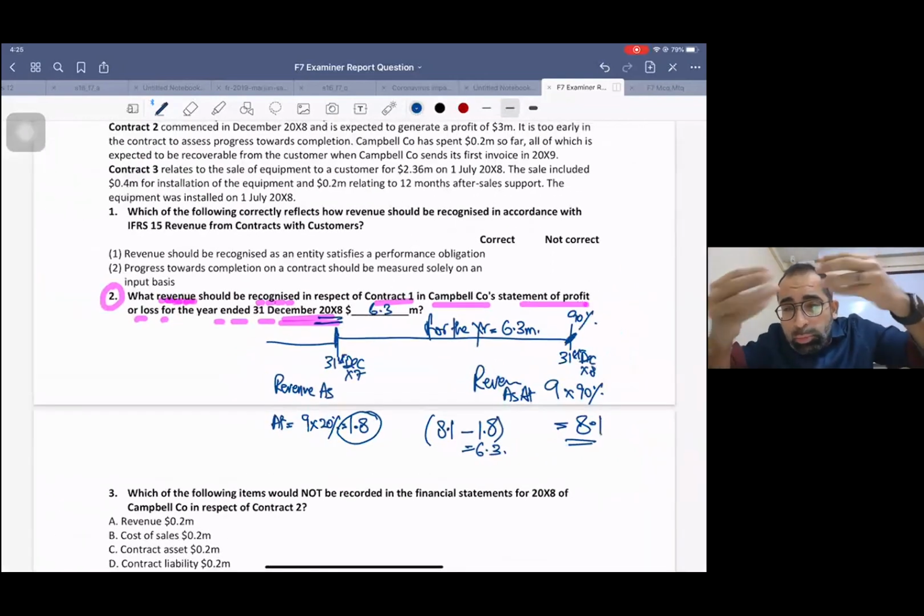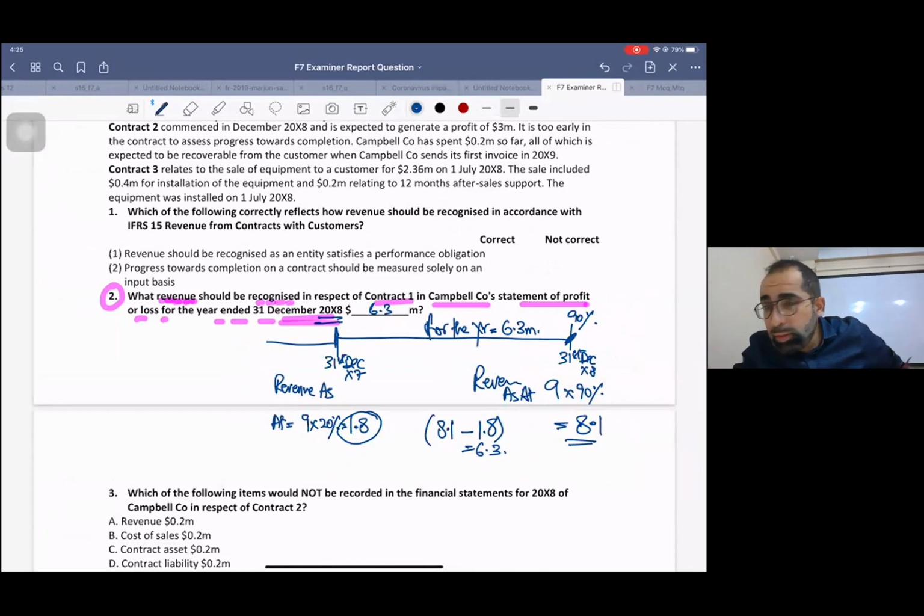Okay, so now you don't need to touch cost or profit, nothing. They are not asking. Why are you doing it? You can read the examiner report. The examiner has openly said, I have just asked for the revenue, why are you entering cost and profit? If you do it, you will fail. That's it. It's very simple. So this was easy marks.